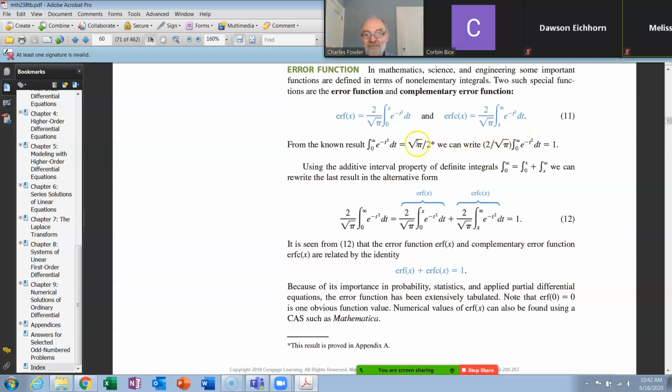And if you'll notice, the coefficients are the same, 2 over root pi, which is a strange number, the same in both cases. Your integrals look to be the same, except this one goes from 0 to x, and this goes from x to infinity. Okay?